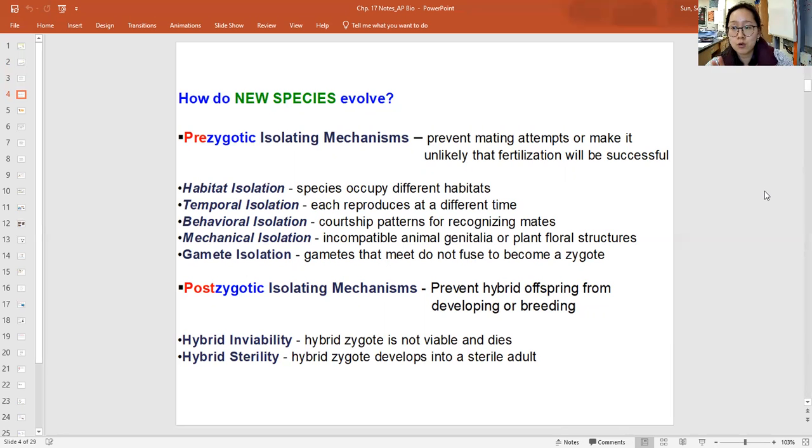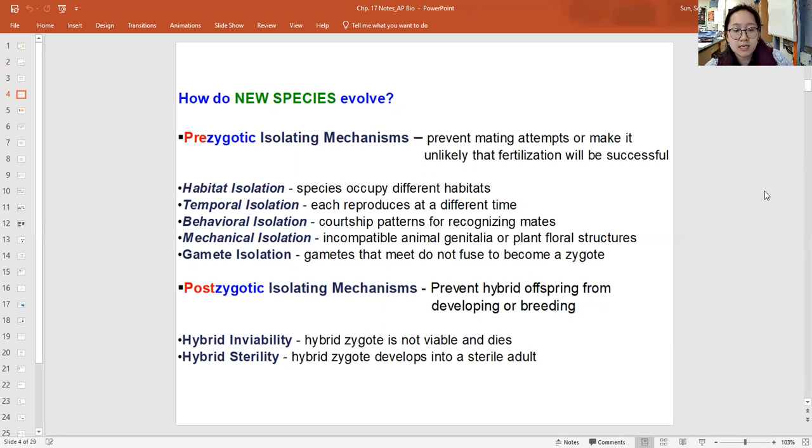Sometimes there are broad category ones that will be compatible, but then the sperm and the egg just don't fertilize. And then gamete isolation is that gametes that meet do not fuse to become a zygote. And that's what I was just mentioning. So even if the sperm and egg do meet, if they're two different species, they still sometimes just can't fertilize and become a zygote.